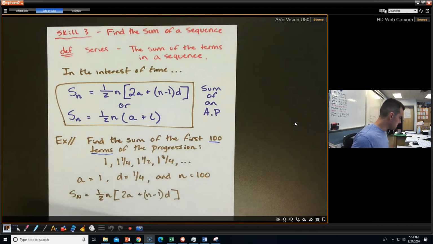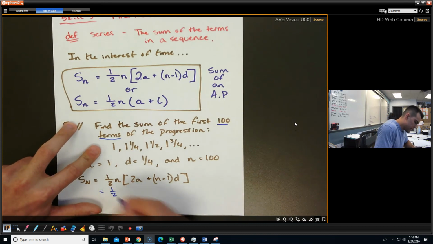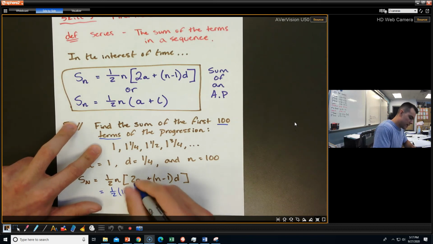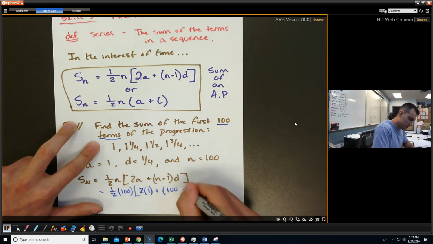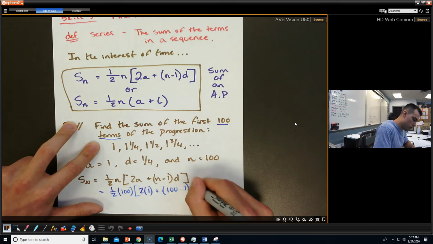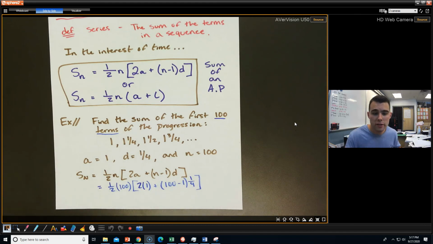So now, if I use this guy, let's actually see what's going to happen. What's going to be the sum of this? So I'm going to do 1/2 times n, which was 100, times 2 times, well, we had 1. Well, that's good. Plus 100 minus 1 times a common difference of 1/4. Wow, that is a lot. So when you're putting this in your calculator, try to avoid putting it all in at once because you're probably going to make a mistake if you do that. Break it down into parts.